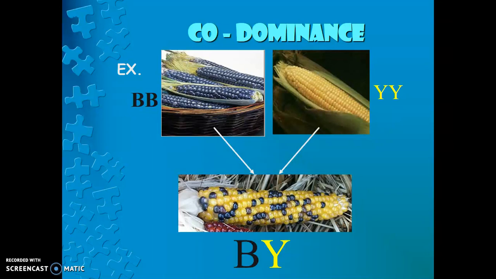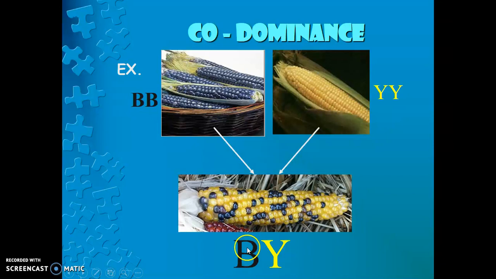Here's another example of codominance. You can have blue corn kernels where they're all blue. That's it. They're all blue. So big B for blue gene. I think they look black, so I used black letters. You can have yellow corn, which is all yellow kernels. So it's big Y. And if you breed them, you get a heterozygote that has both black and yellow kernels side by side at the same time.